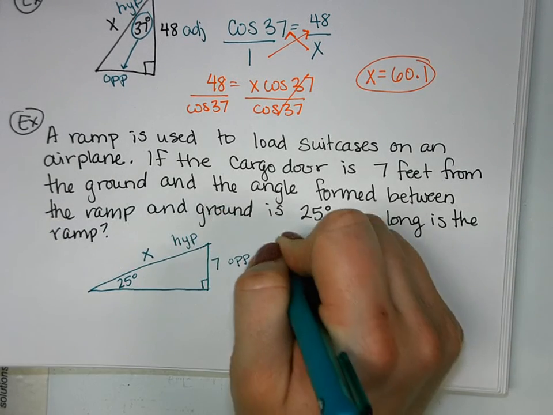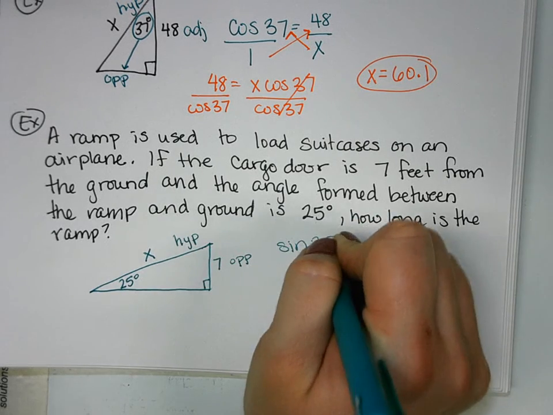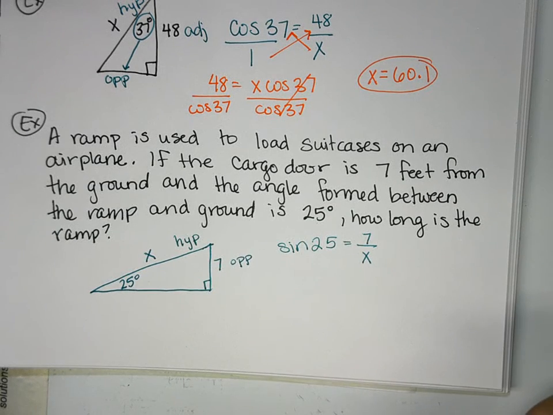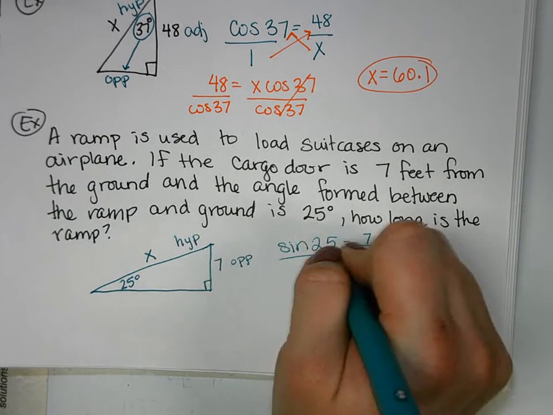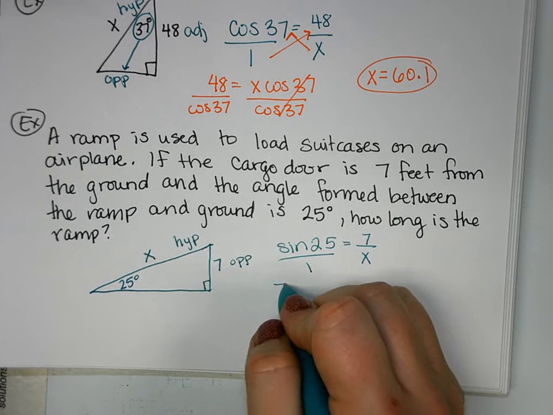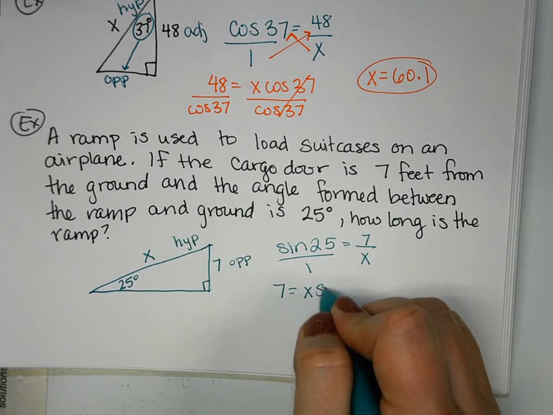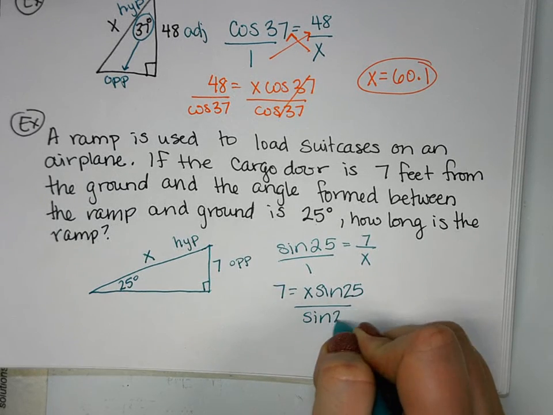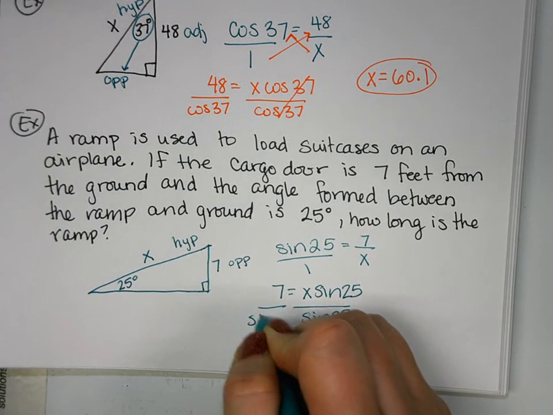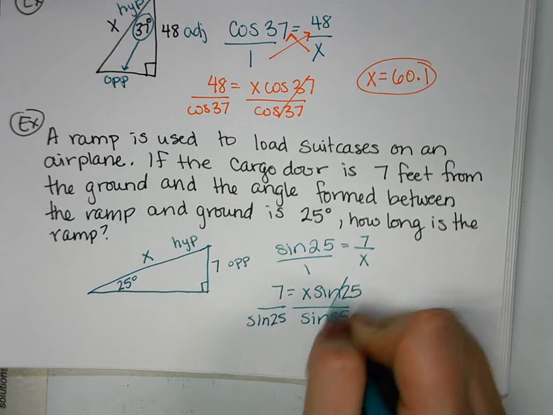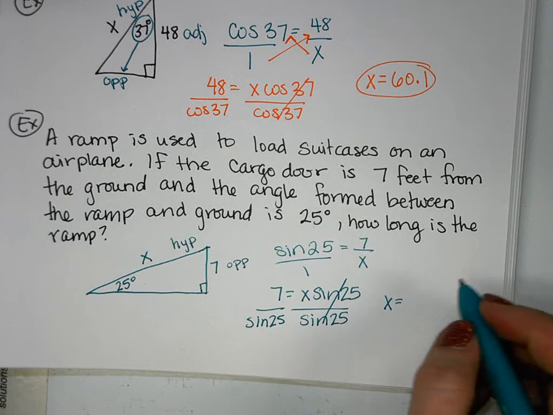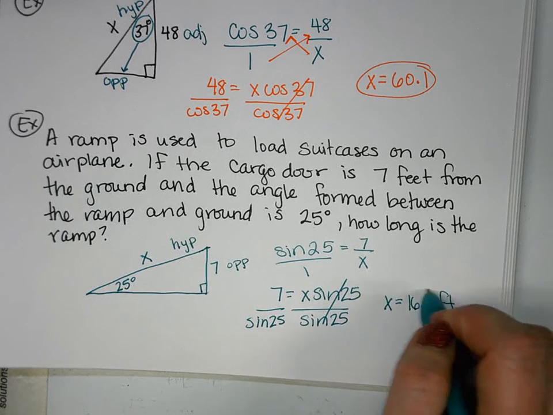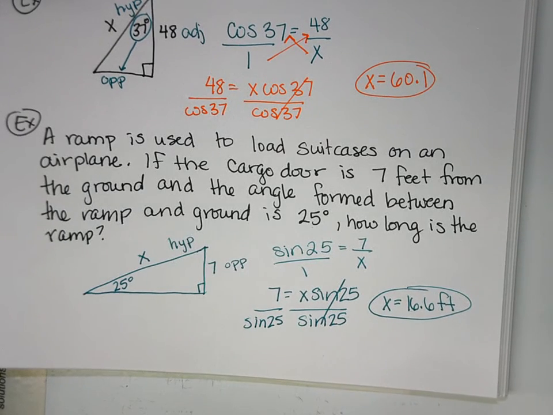So sine of 25 is equal to opposite over hypotenuse. Put the sine over 1 so that we can cross multiply. 7 is equal to x sine 25. Divide both sides by sine 25. And I already hear some people saying the answer. What is it? 16.6. Because this is a word problem, we have to put the units. The ramp has to be 16.6 feet long.